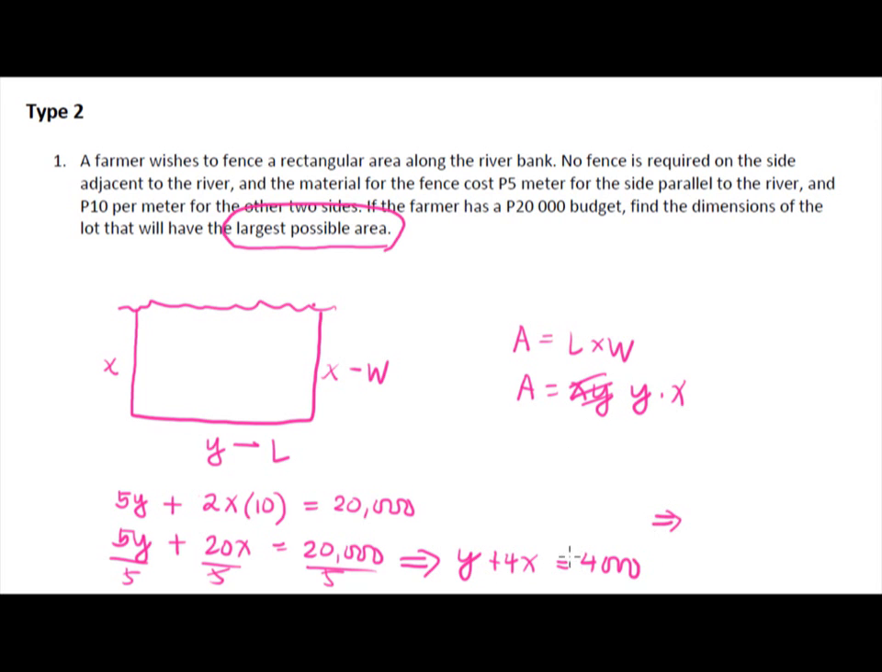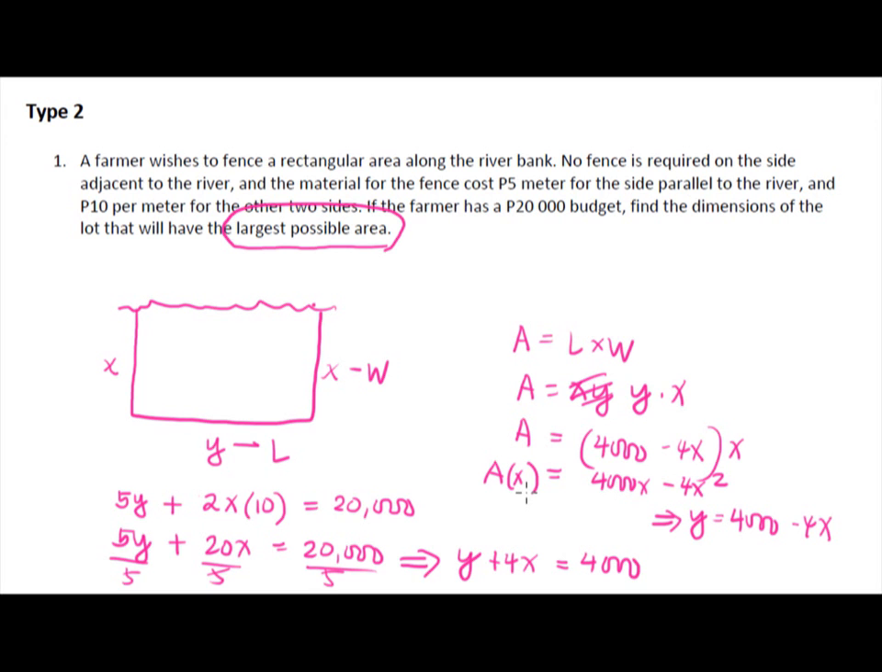Intuitively, or just by observing, this equation can be changed into y equals 4,000 minus 4x, and this is equivalent to y. So the area equals y times x, which can be expressed as (4,000 minus 4x) times x. If you simplify this, it gives you 4,000x minus 4x squared. And at this point, you can already rename your function as A of x.